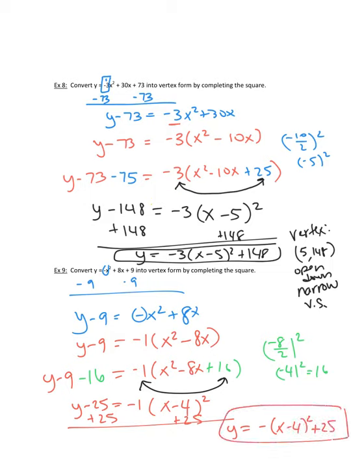So that's vertex form. That tells me the coordinates of the vertex are positive 4, positive 25, and the negative in front tells me that the parabola is open down. And its width is like your standard width of the parent function, which is x squared.